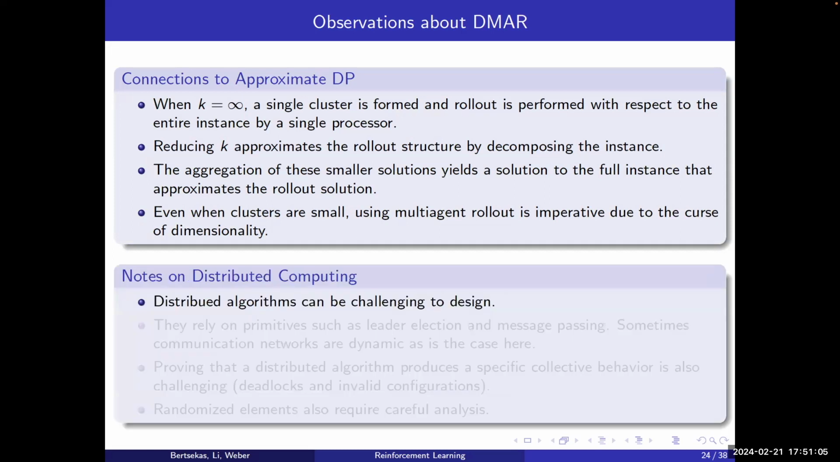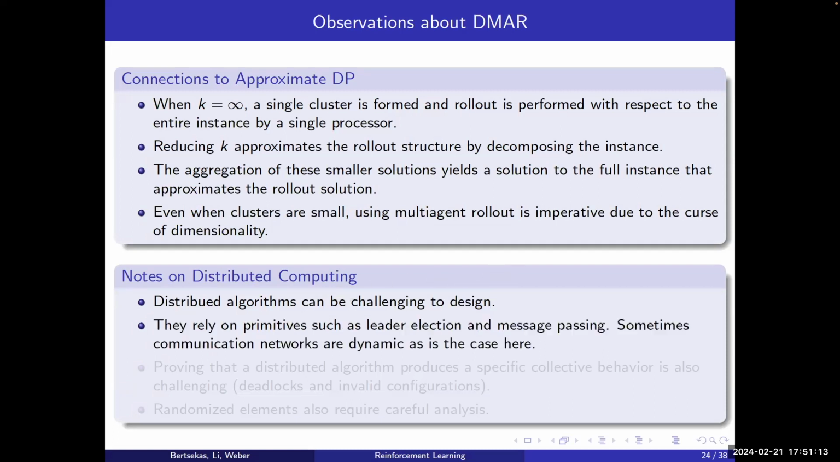And then some notes on distributed computing. Distributed algorithms can be challenging to design and also challenging to describe. They rely on primitives such as leader election and message passing. And sometimes the communication networks are dynamic, as somebody pointed out. In this case, they change over time.